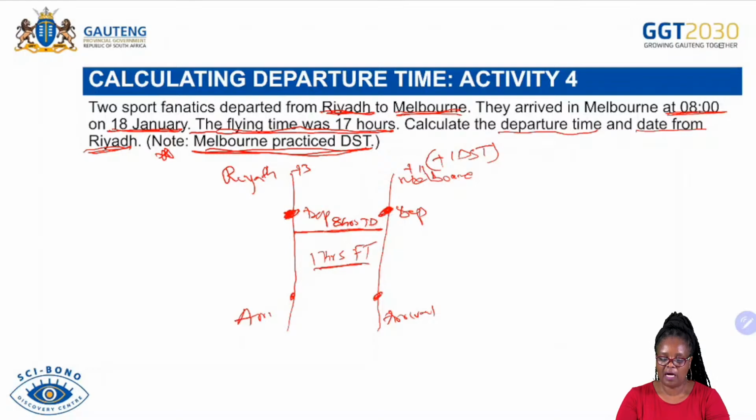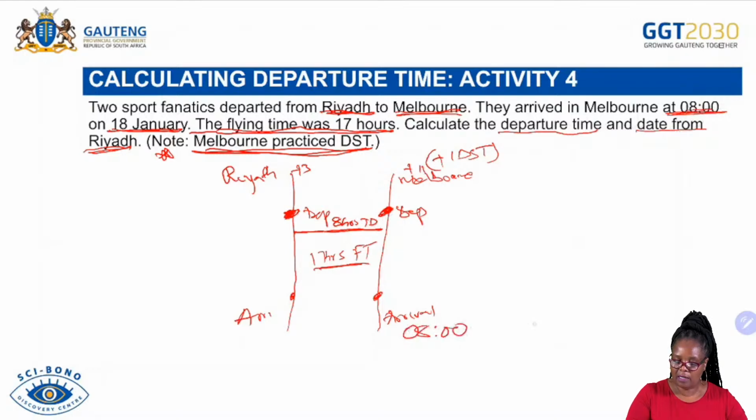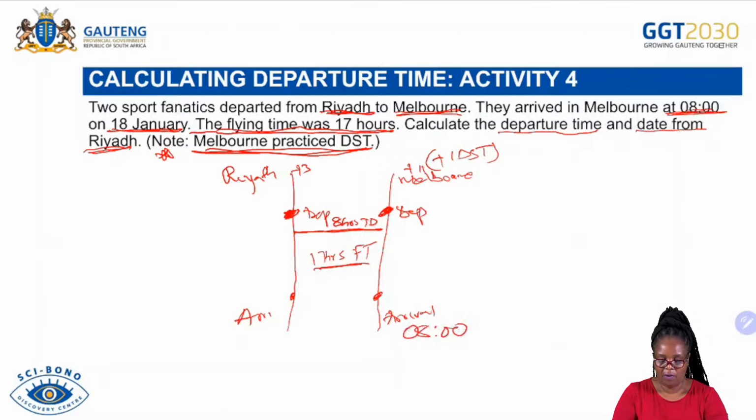Now, identify the given time and plot it where it's supposed to be. What is the given time here? It says they arrive in Melbourne at 800 hours. There it is. So it is where arrival in Melbourne. So arrival here will be 0800 in Melbourne. This line is the line for Melbourne. They arrive at 800 hours.